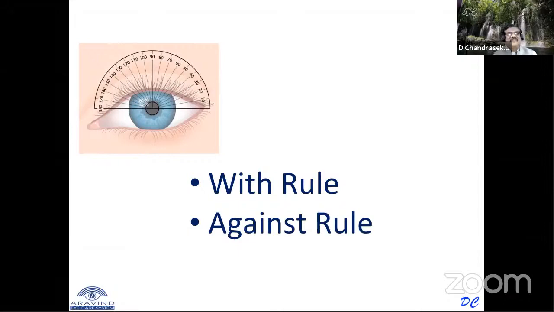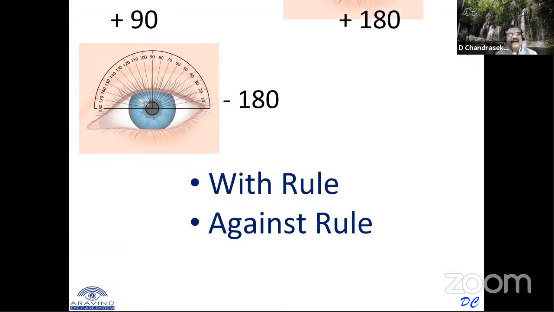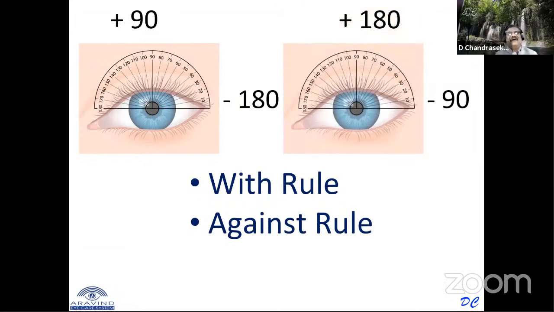There is another thing you must remember. When you have this protractor on the eye, you can see the horizontal axis and minus come together. Vertical axis and plus come together, just like you draw a line. If this is occurring, we call it with the rule astigmatism. At horizontal, you will get minus and vertically you will get plus. That will be with the rule axis. And if you get a plus at 180 and minus at 90, it will be against the rule. I'm sorry about the figure.